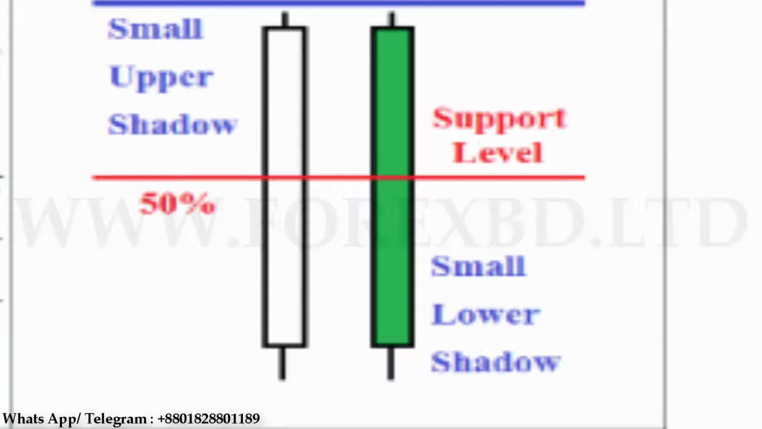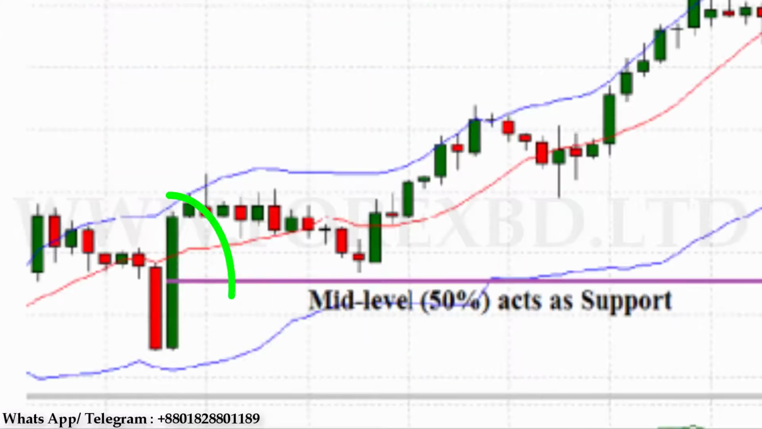Big white candle. A very large green candle with big upper shadow and lower shadow is called big white candle. After the advent of this kind of candle, the market usually gives an uptrend reversal signal. So this pattern provides an uptrend reversal signal.